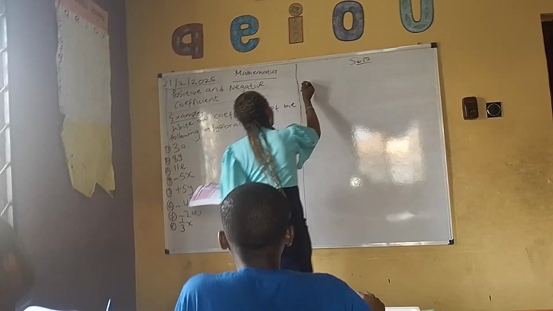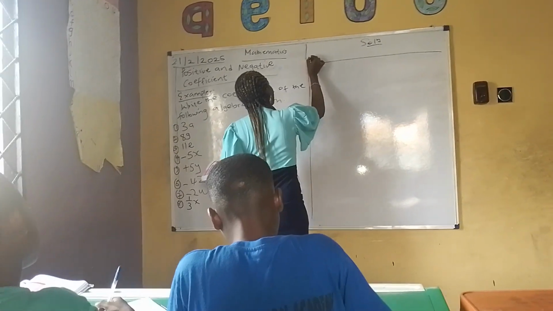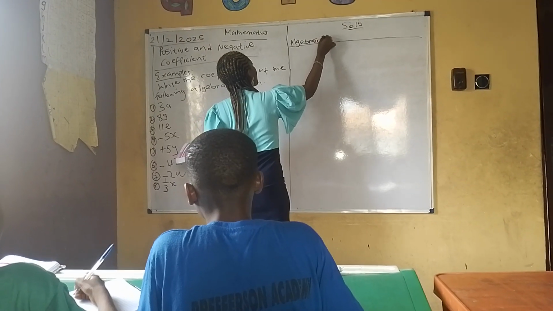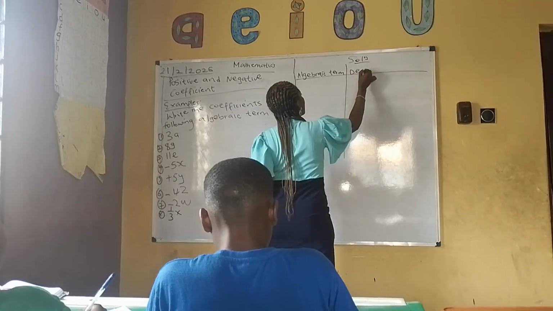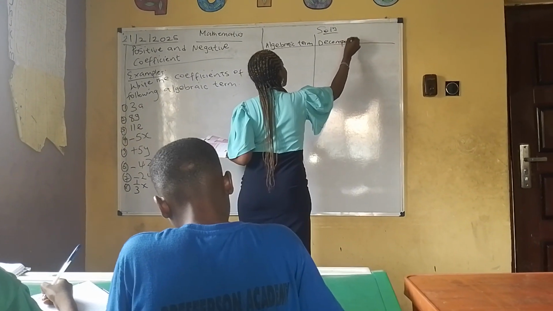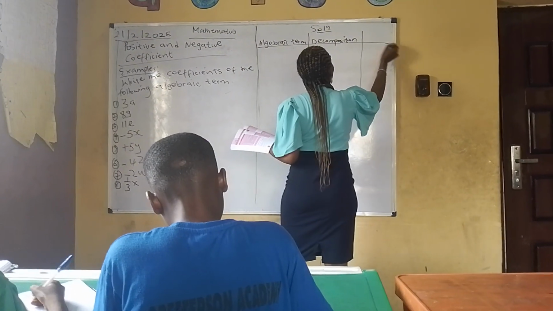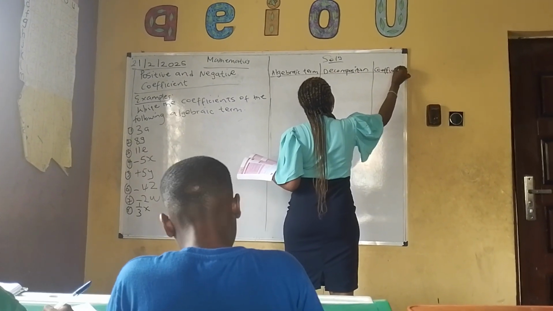What do I mean? We'll write down the algebraic term here. Then there's something called decomposition. That's breaking them down. Then lastly, the coefficient, whether it is positive or negative.